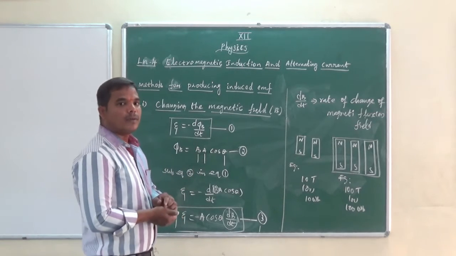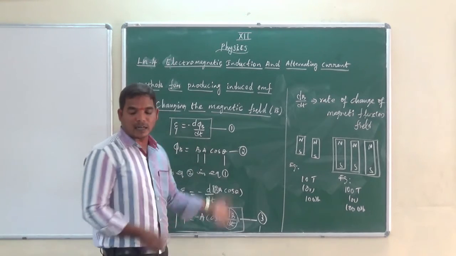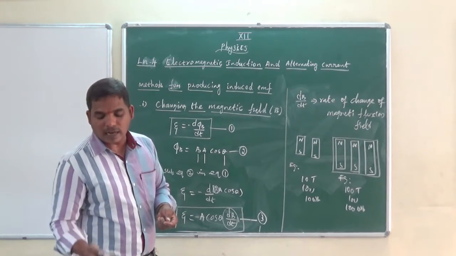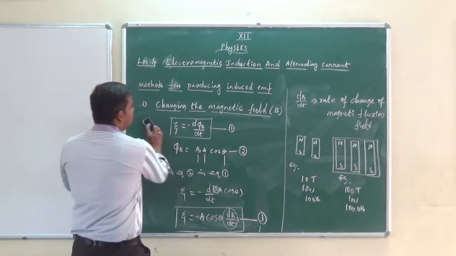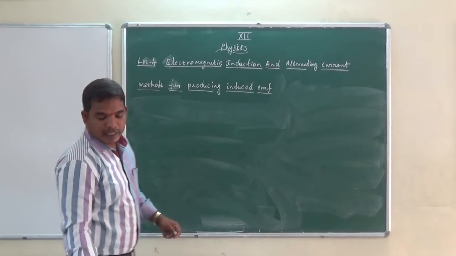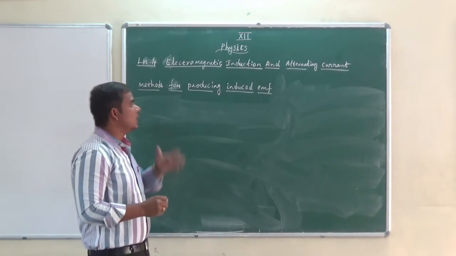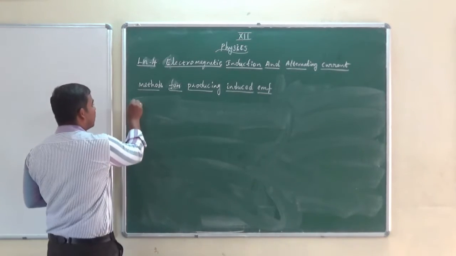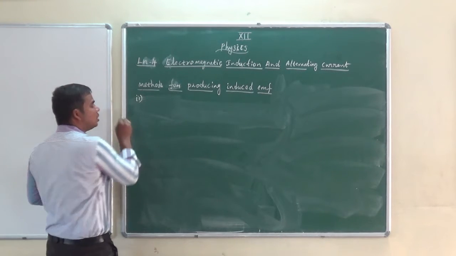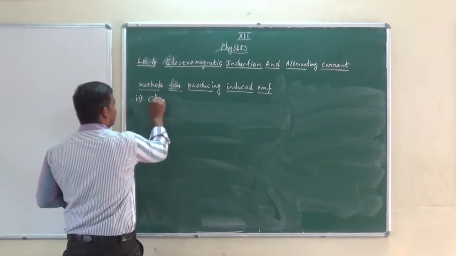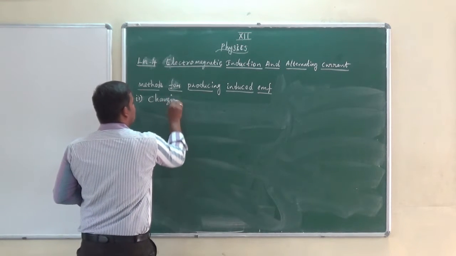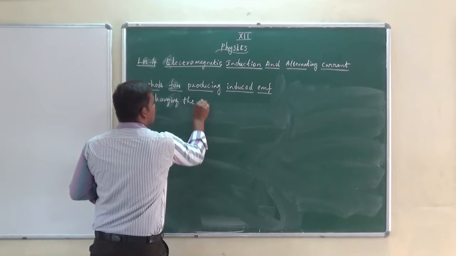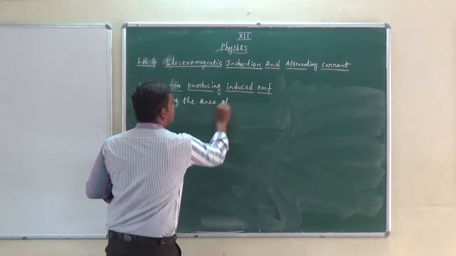Next we will go to the second one, change in the area of the coil. That is our another method. So among the methods for producing induced EMF, we discussed one method. The second method, what is that? Change in the area of the coil.